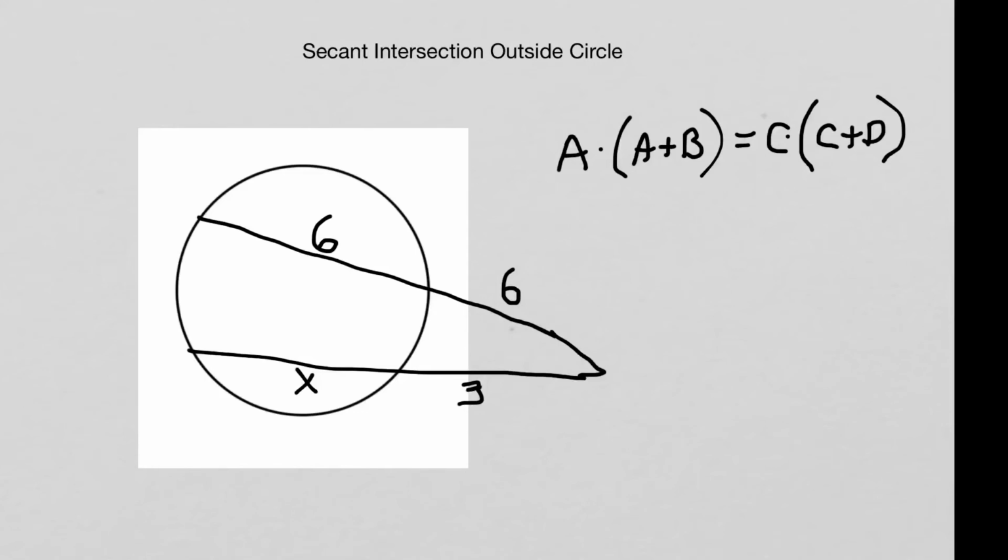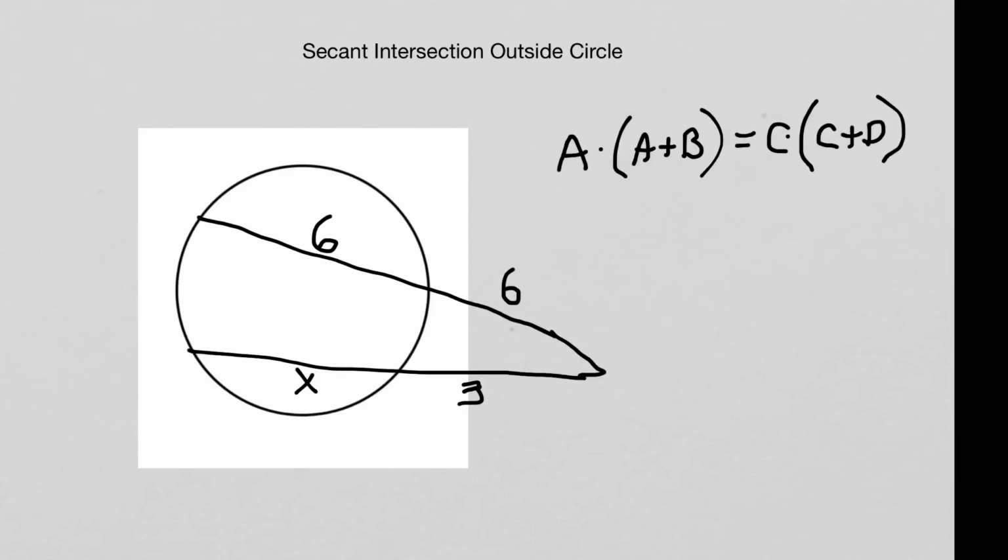All right, here's our second problem. Got the first line. The first secant is a segment of 6 on the inside, 6 on the outside. The secant at the bottom is x on the inside, 3 on the outside. Now let's go ahead and set this up.